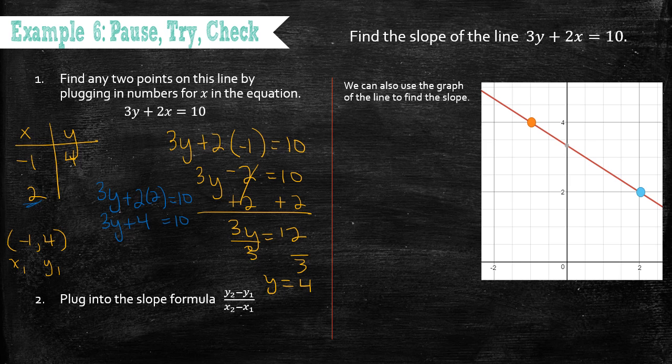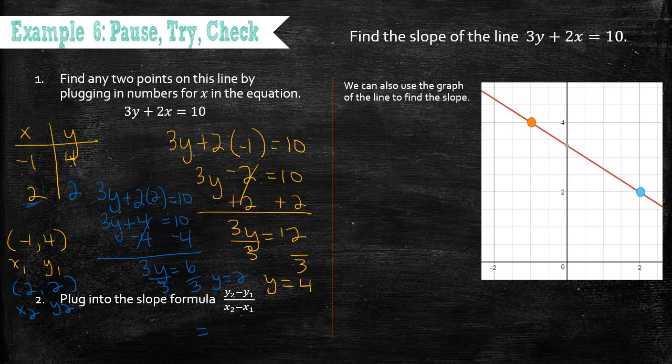This time I've got a plus 4, so I'm going to subtract 4 from both sides to undo that. So 3y is going to equal 6. 10 minus 4 is 6. Divide both sides by 3. Y equals 2. So my second point is 2, 2. That is my x2 and my y2.